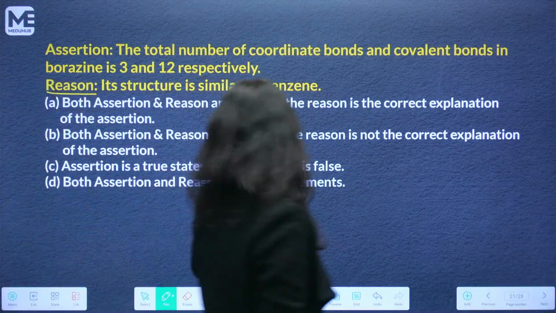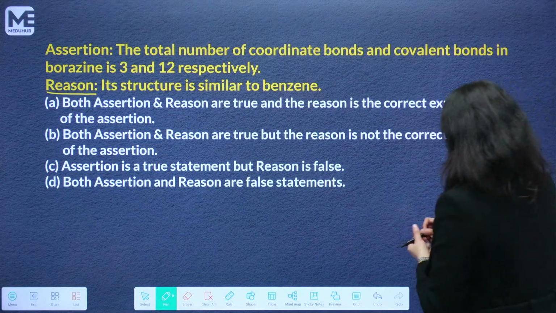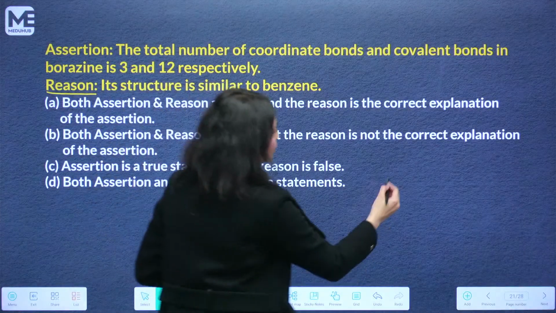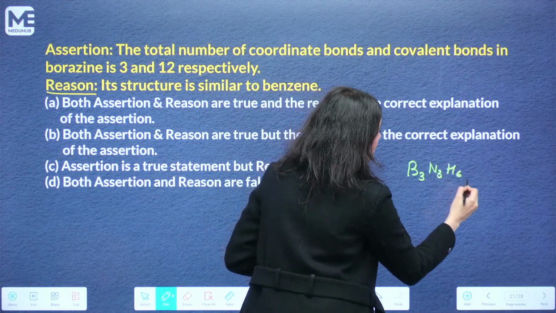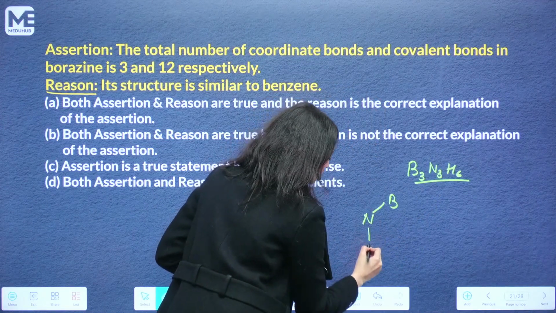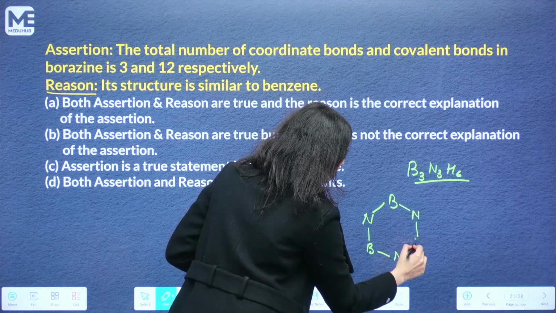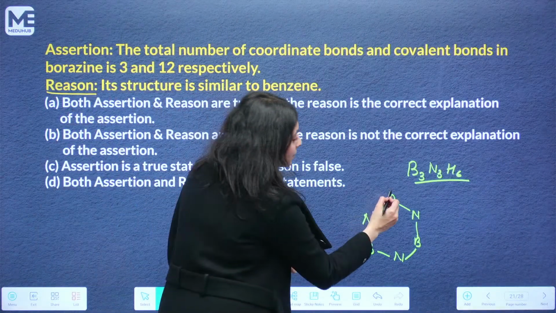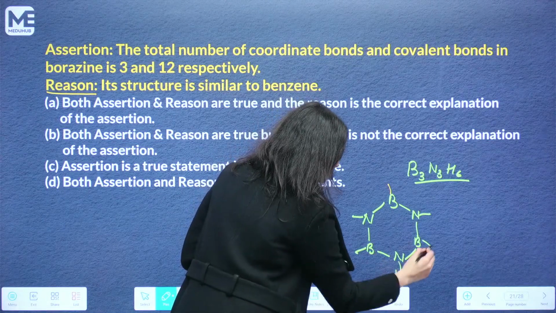Now, before you try to answer, let me explain the structure of borazine. So borazine is B3N3H6. Alright, we have alternate boron and nitrogen, which are arranged in a hexagonal arrangement like this. Okay. To every boron and to every nitrogen, a hydrogen is attached.